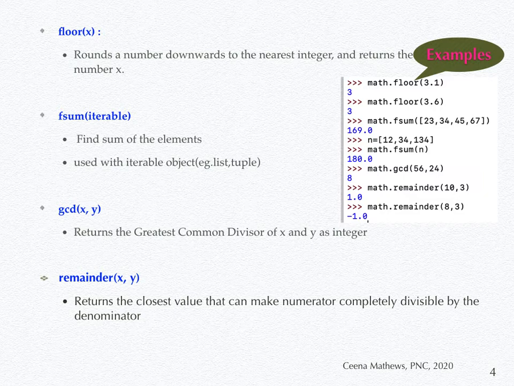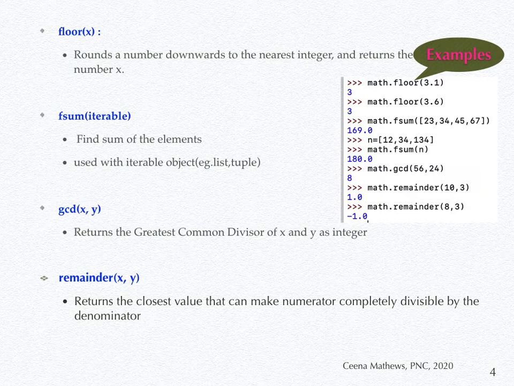this displays the result as -1, since 8 is closer to the next multiple of 3, that is 9. That is, the numerator is 1 short of the next multiple of 3, that is 9. So 8 minus 9 is -1. Whichever is closer will be displayed. That is what is specified here. It returns the closest value that can make the numerator completely divisible by the denominator.